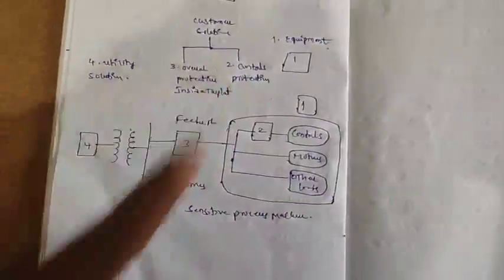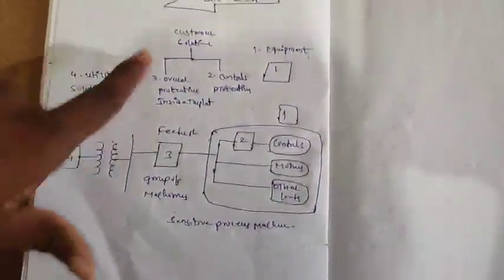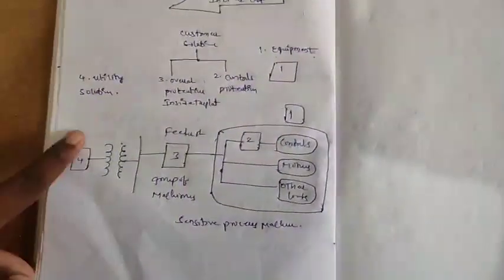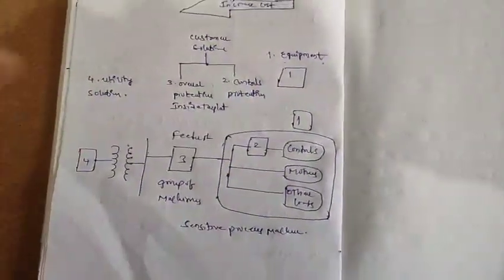The power is transferred from utility to customer and then customer to equipment. So the problem is from utility. So that is the utility.